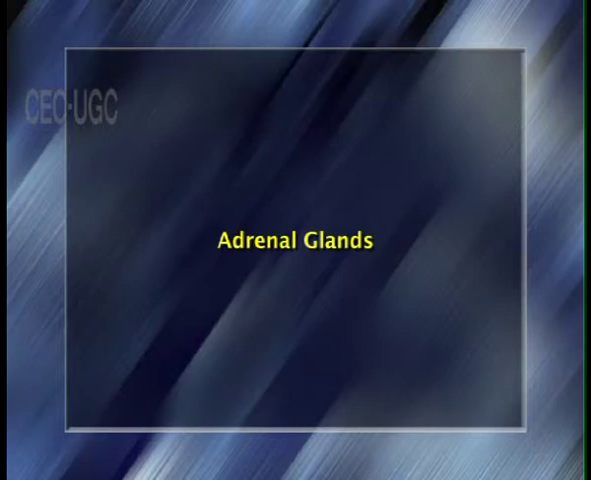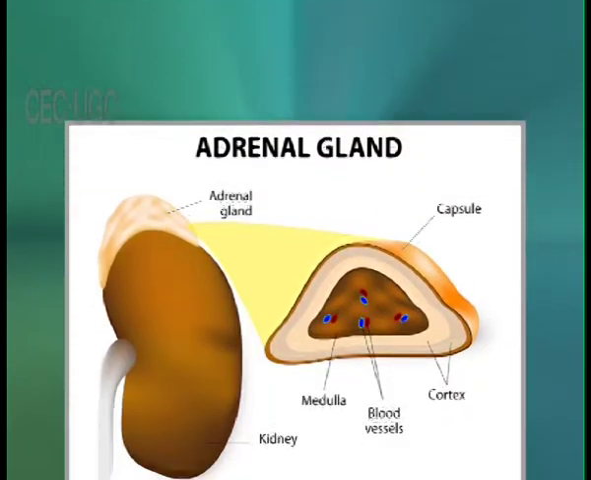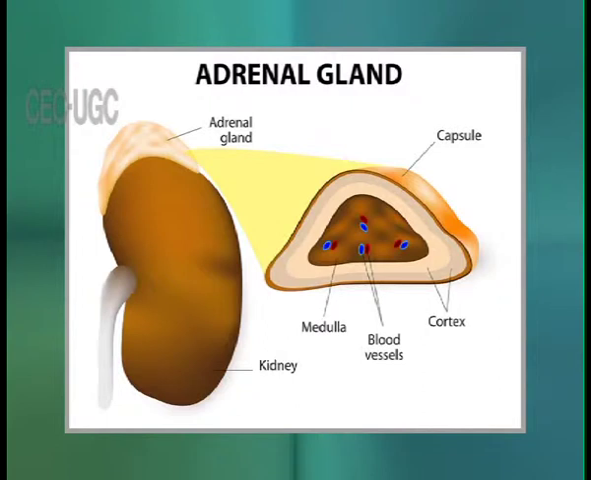Then, adrenal glands. The adrenal glands are a pair of roughly triangular glands found immediately superior to the kidneys. The adrenal glands are each made of two distinct layers, each with their own unique functions, the outer adrenal cortex and inner adrenal medulla.